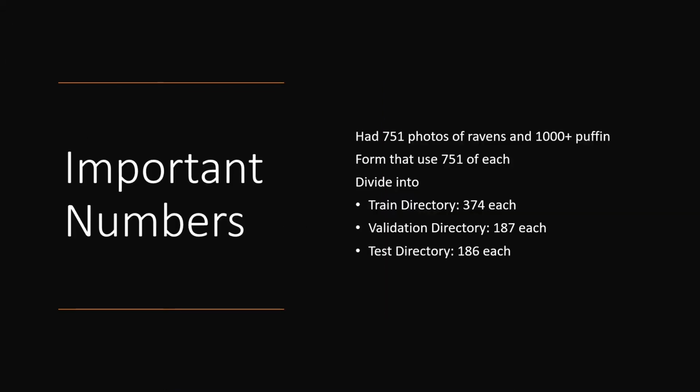The important numbers are that I had 751 photos of ravens and 1,000-plus photos of puffins. Because of that, I used 751 of each, and then I divided that by 4 to get my per section. I used 2 sections for train, 1 section for validation, and 1 section for test, which ended with 374 of each type of animal for train, 187 for validation, and 186 for each test.